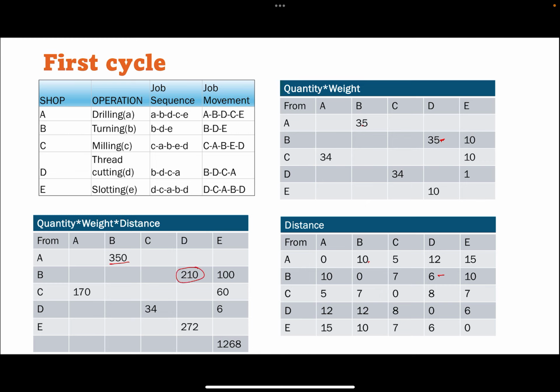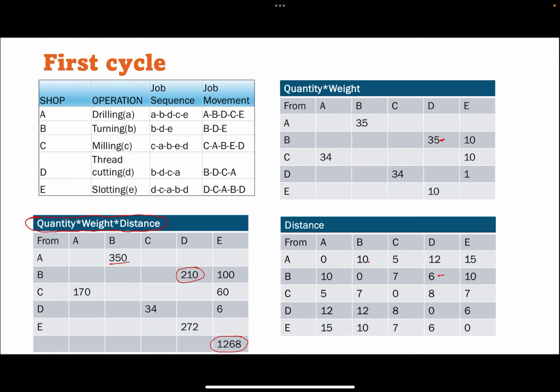And if you find the sum of all of this, you will get 1268. That is the total quantity into weight into distance that is transported, that is 1268. Okay, so this is the first cycle.